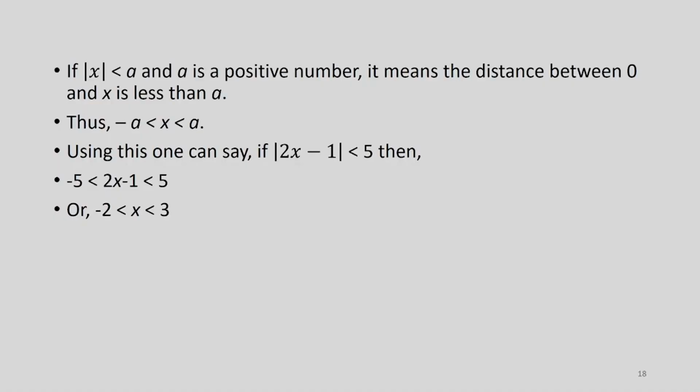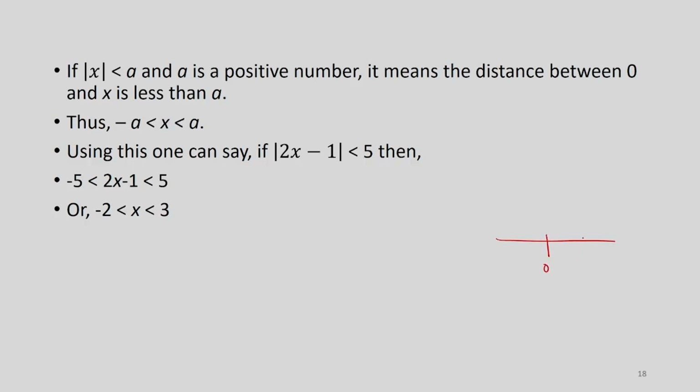Suppose you take a variable which is x and you take the modulus of that. So, x is a variable, it can take different values. On the other hand, a is a positive number, it is a logical constant. Suppose modulus of x is strictly less than a, then what does it mean? It means the distance between 0 and x, that is modulus of x, is less than a, right. I am just using the definition.